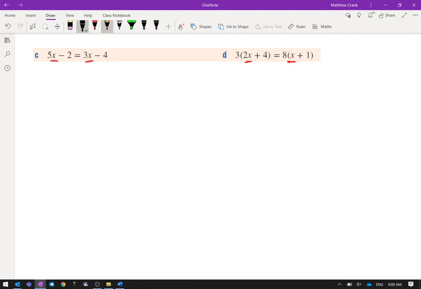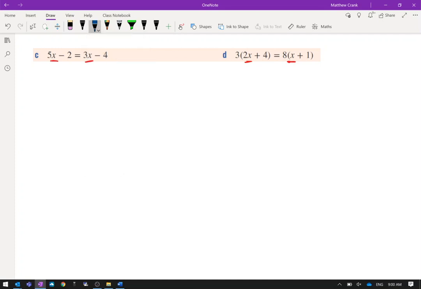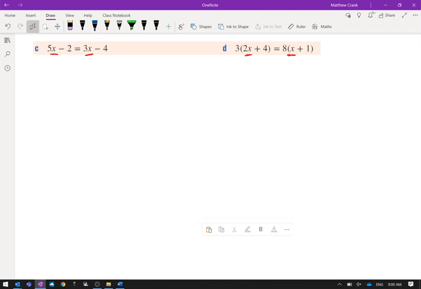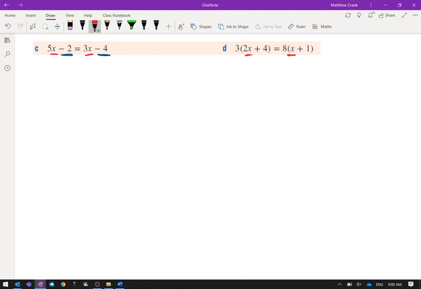So what we want to do here is have a look at the terms we've got. This is 5x, so it's an x term. This is 3x, so it's an x term. But this term here is just a constant, and this term here is a constant. So we want to put the terms that are the same on the same sides of the bracket. On the left-hand side, we've already got a 5x, so we'll just leave it there.